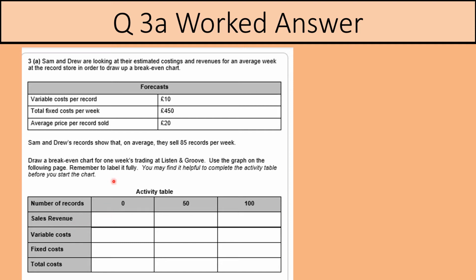If they sell nothing, they charge you 20 quid. They, of course, get nothing. At 50, they do 50 times 20, so that's 1,000, and then 100 times 20, that's 2,000.